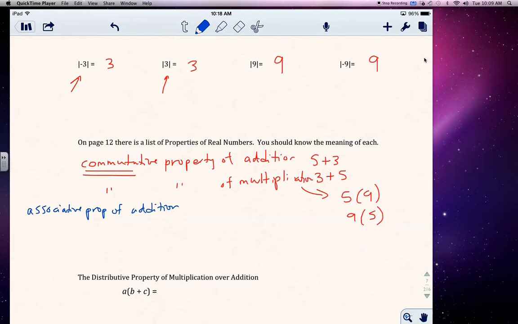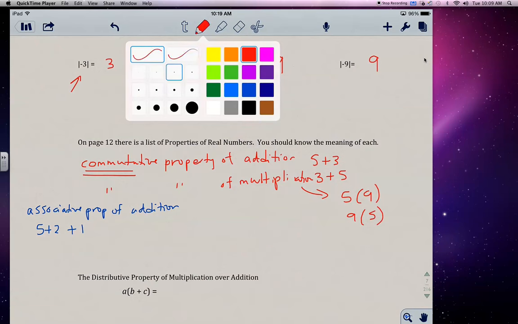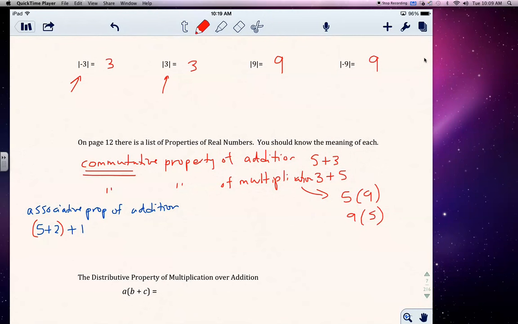Now, the associative property of addition and multiplication. Let's do the addition one first. What this basically means is changing grouping when adding does not affect the sum. So let's say I have 5 plus 2 plus 1. And let's say a student named Bob says, I'm going to add 5 plus 2 first and then add 1 later. When I add 5 plus 2 first, I get 7, and I add the 1 later, I get 8.